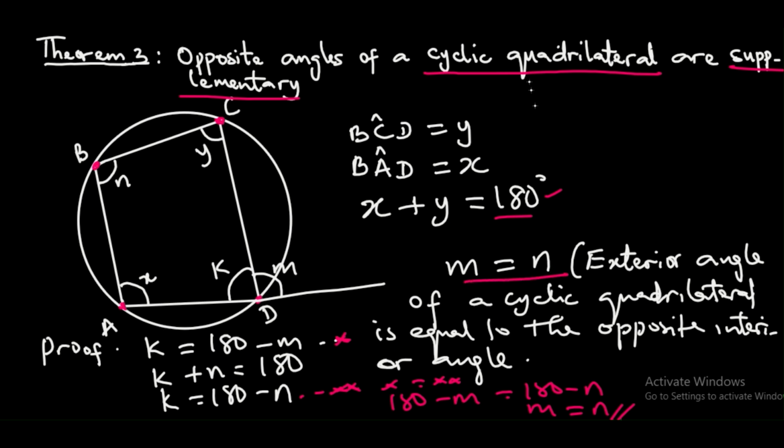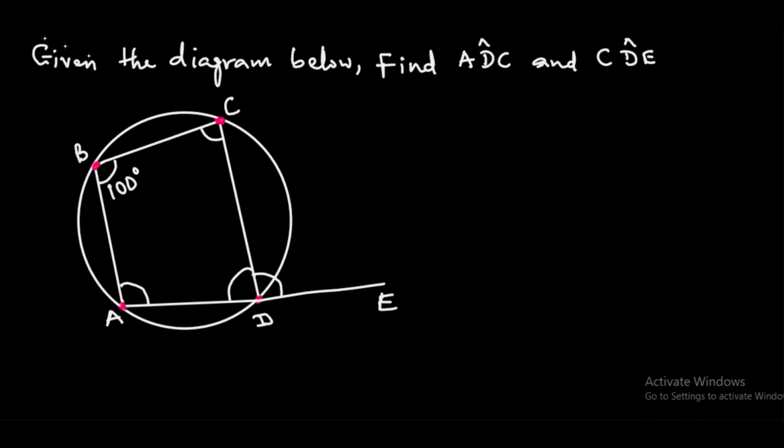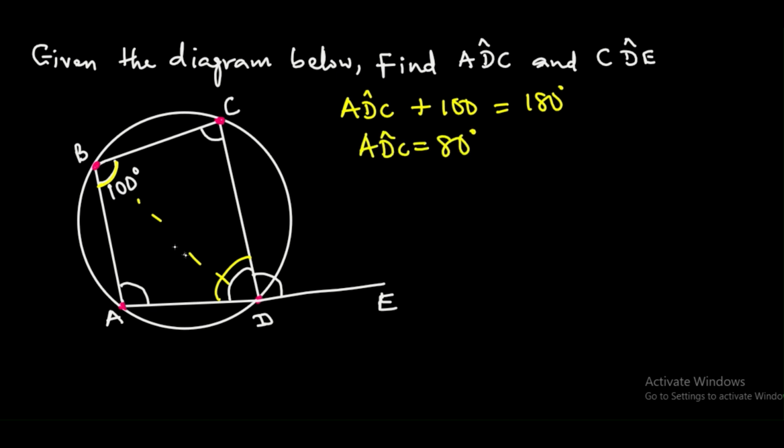Please note that the opposite angles of a cyclic quadrilateral are supplementary. So now let's look at a question here. We're given the diagram below. We want to find ADC and CDE. So ADC now: ADC plus 100, because both of them are opposite, can you see? So it equals 180 degrees, and it's a cyclic quadrilateral. That's the reason we are doing it that way. So ADC will be equal to 80 degrees.